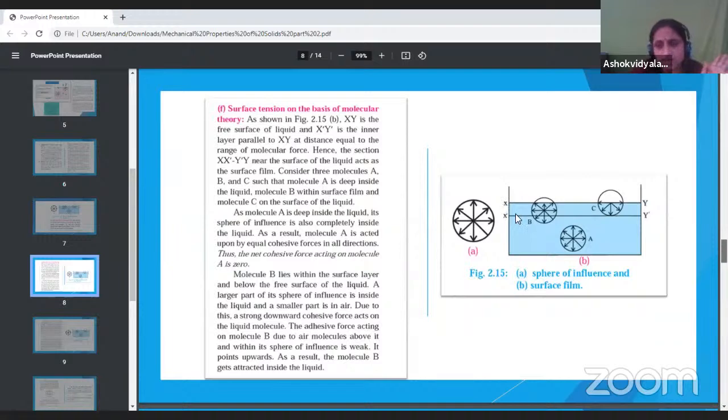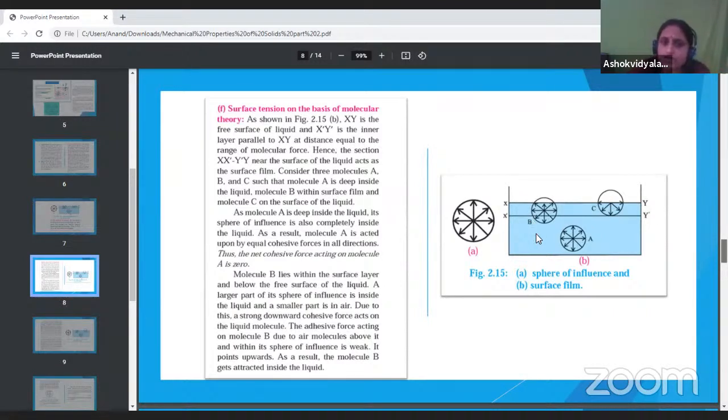Consider the three molecules A, B and C such that the molecule A is deep inside the liquid. Molecule A is deep inside the liquid. Molecule B within the surface film and molecule C on the surface of the liquid.